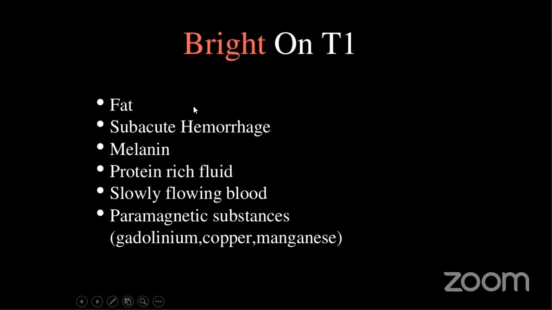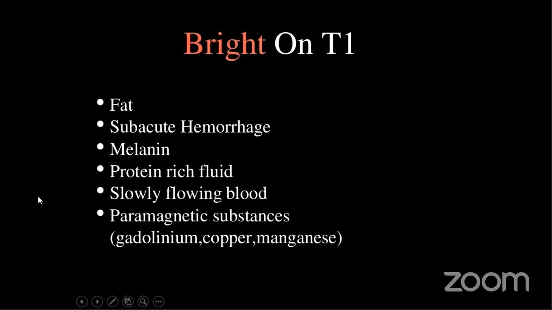Then you have subacute hemorrhage, which is also important. Then you have melanin containing tumors, and melanin is important. Sometimes calcifications also can be seen bright. Protein rich fluid, slow flowing blood, and paramagnetic substances like gadolinium, copper, and manganese. Gadolinium, that's why we use T1 contrast, right? So we have these structures that are bright on T1. Remember this: fat, melanin, subacute hemorrhage, and paramagnetic substances.